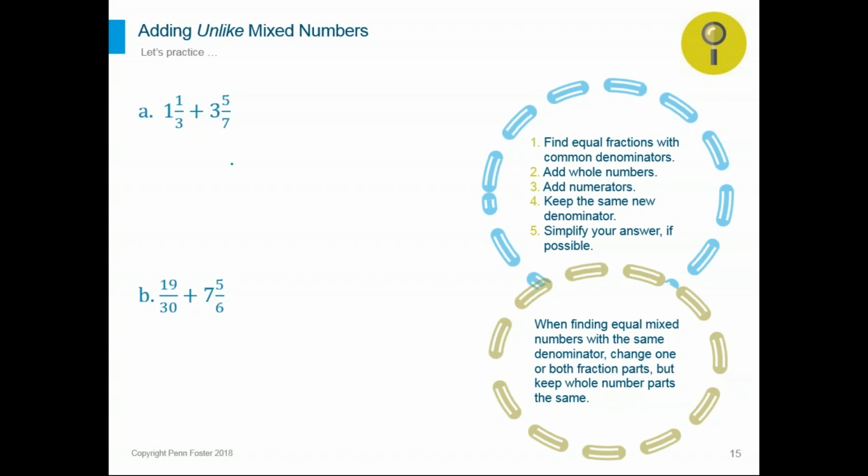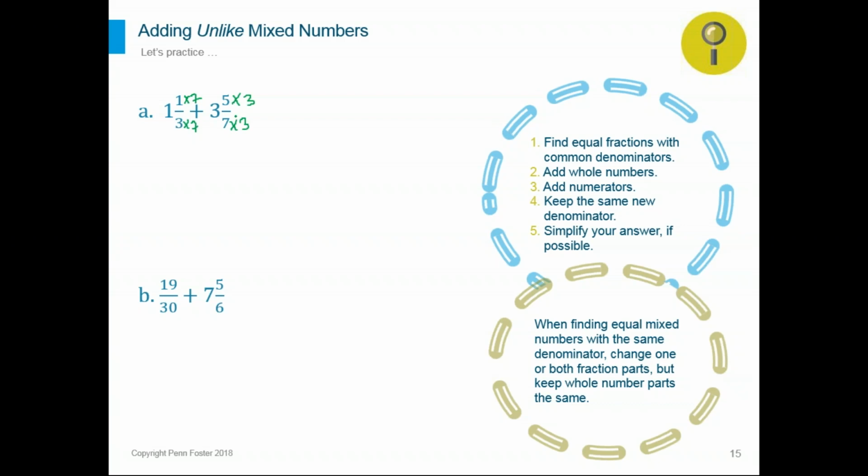Again, 3 and 7. 7 is not a multiple of 3. Then what is the common denominator, do you think? 21 is the common denominator. Change the first fraction and the second fraction, times 7 and times 7. Times 3 to get us 21, and times 3.